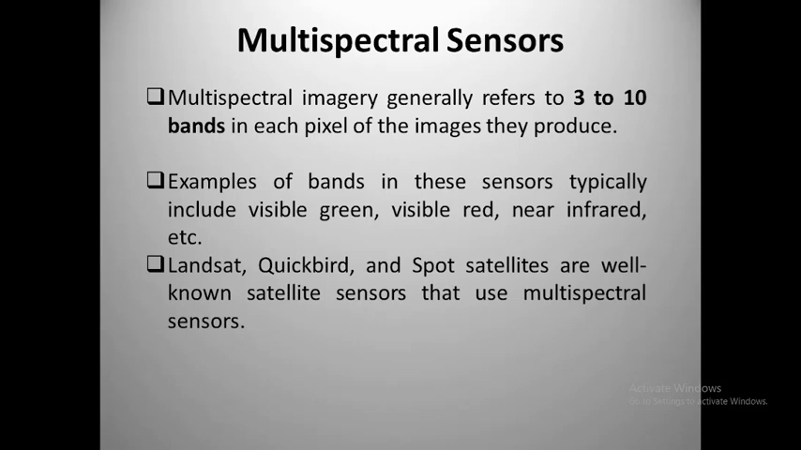Most satellites are equipped with multispectral sensors. Multispectral sensors refer to 3 to 10 bands in each pixel of the image they produce. Examples of the multispectral bands are typically visible green, visible red, near infrared, etc. Landsat and Sentinel-2 are equipped with multispectral sensors.